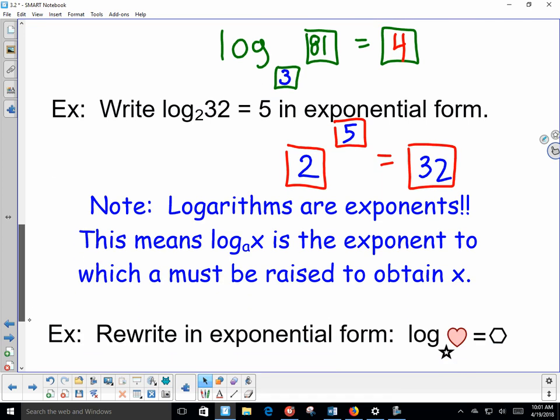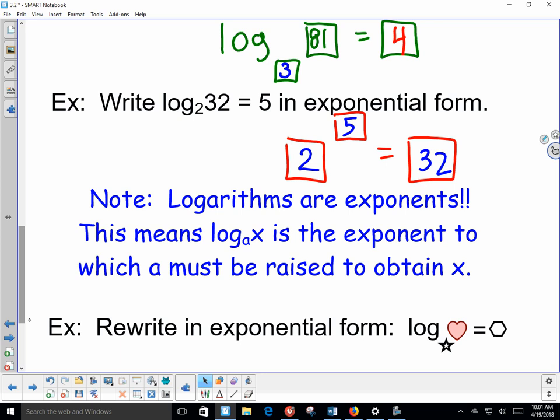Very important to point out that logarithms are exponents. So in this case, the log is 5, right? The log to the base 2 of 32 is 5. So 5 is the logarithm, and that means that 5 is our exponent. So that means log to the base a of x is the exponent to which a must be raised to obtain x. You don't have to write that down, just so you are understanding what we're doing.